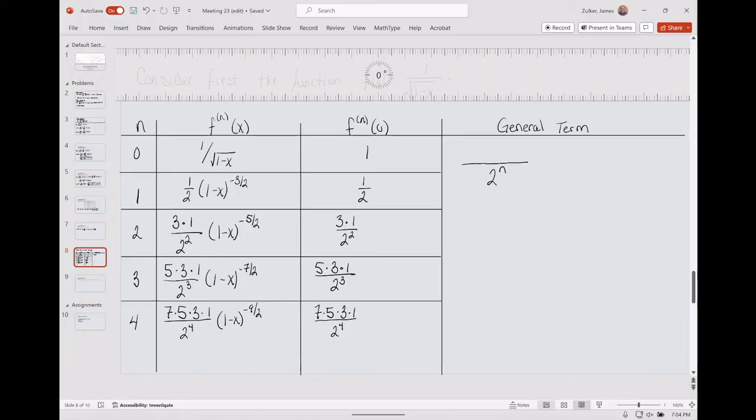But 2n plus 1 won't work here, will it? Because at n equals 1, it would be 3. At 2, it would be 5. At 3, it would be 7. At 4, it would be 9. Would it be 2n minus 1? So 2n minus 1 double factorial all over 2 to the n.